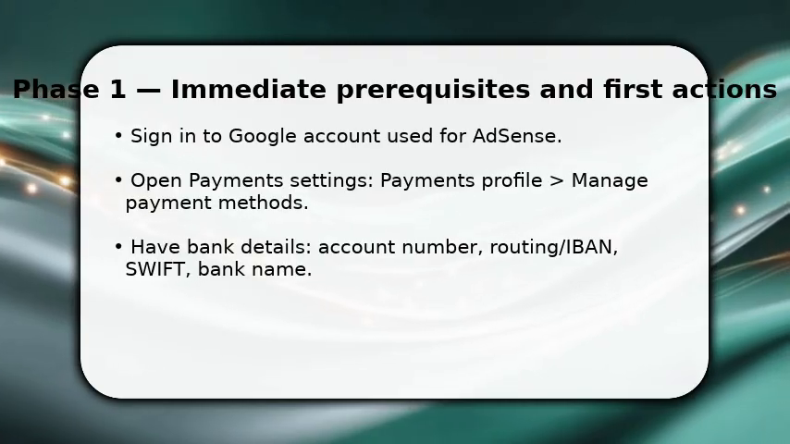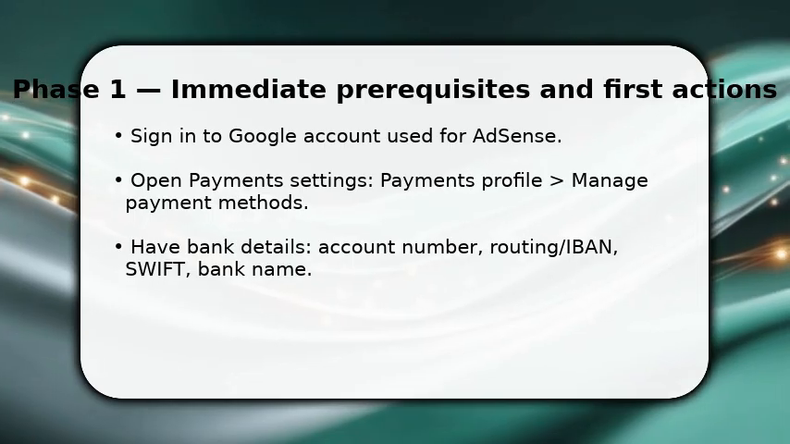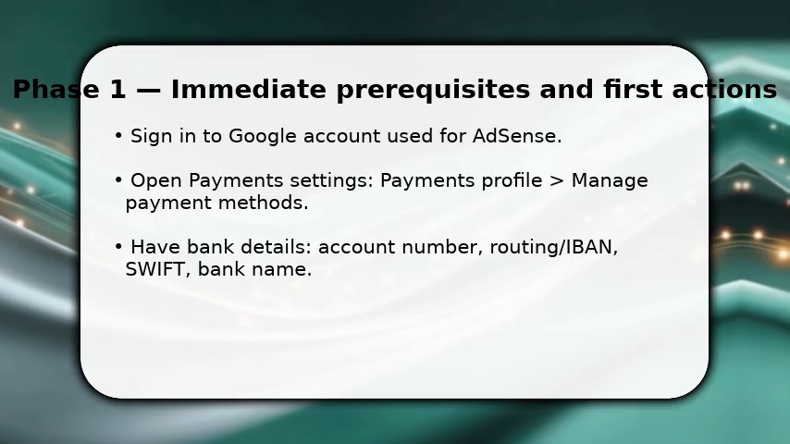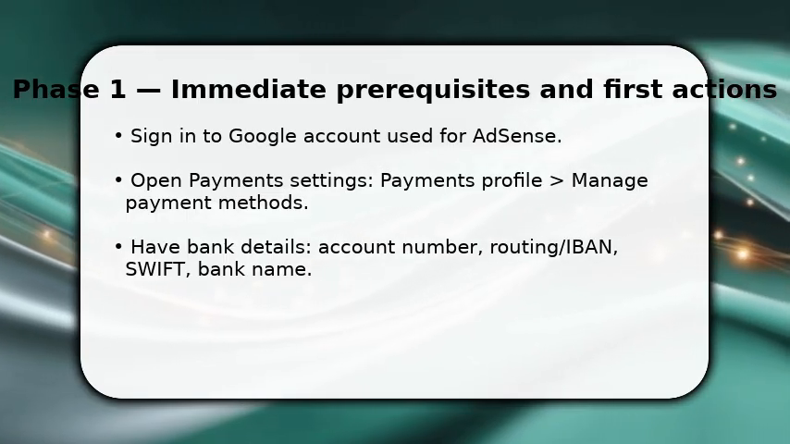You start by signing into the Google account linked to AdSense so you can access payments immediately. Once signed in, open Payments and go to Manage Payment Methods. This is where bank options live.